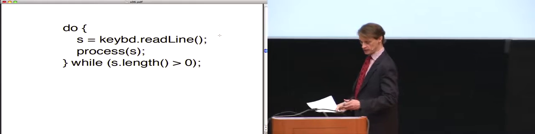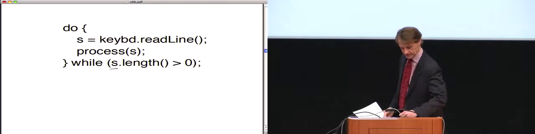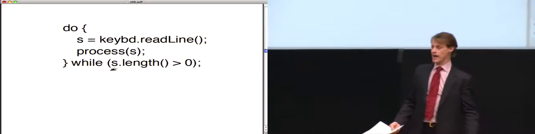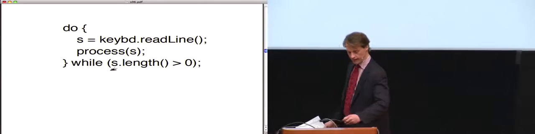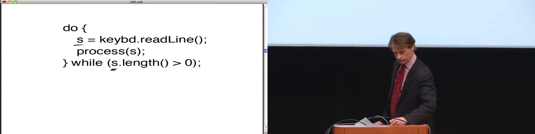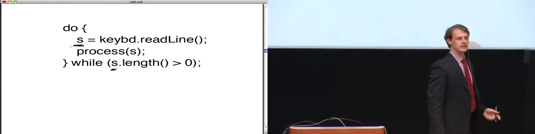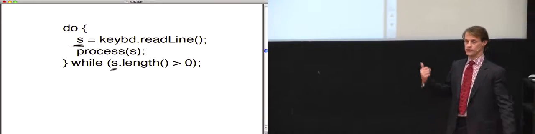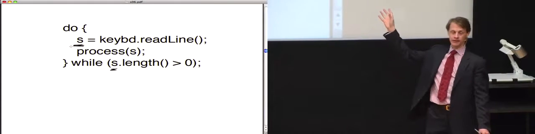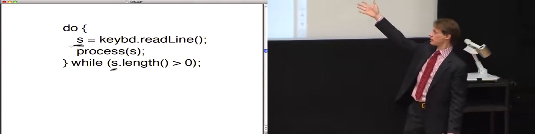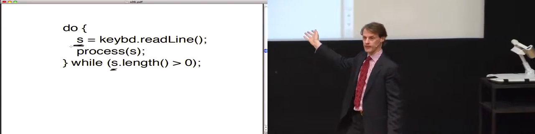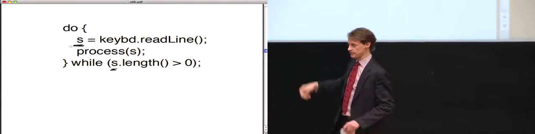So here the loop condition depends on S. It depends on the value of S. But we don't even get S until we run the loop body and read S from the keyboard. So it makes no sense to test the loop condition before you do an iteration of the loop and actually read something from the keyboard. Then you can test whether the thing read from the keyboard was an empty string or not. And if it's an empty string, we stop.